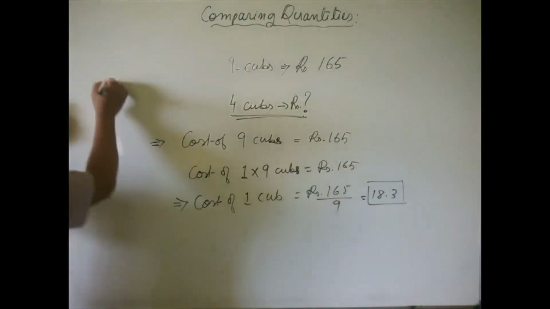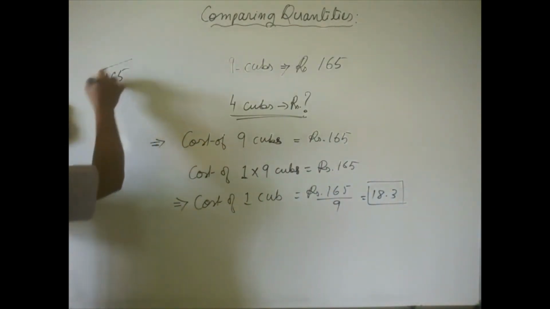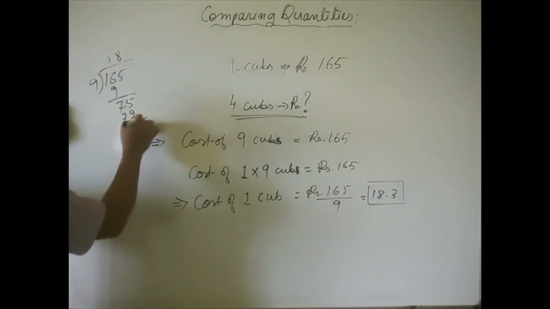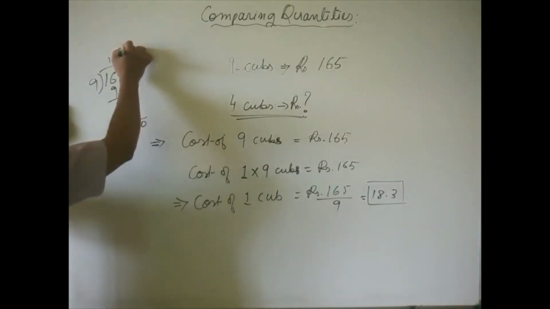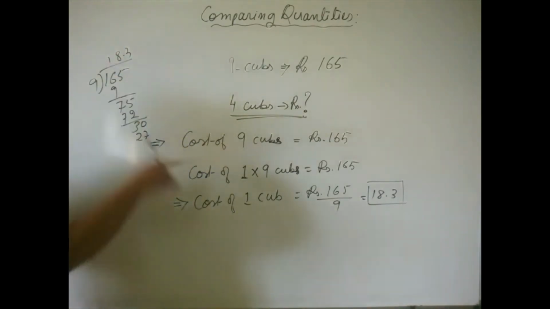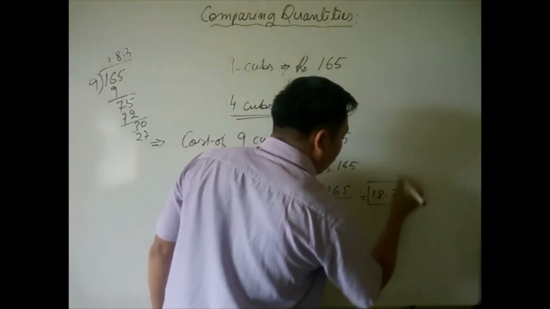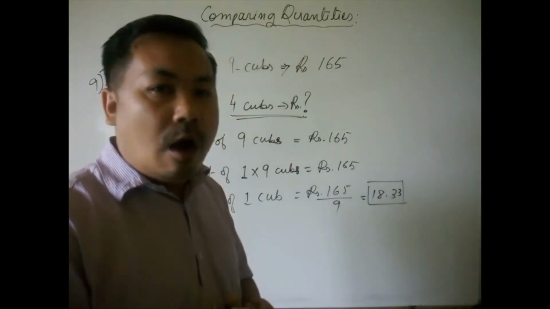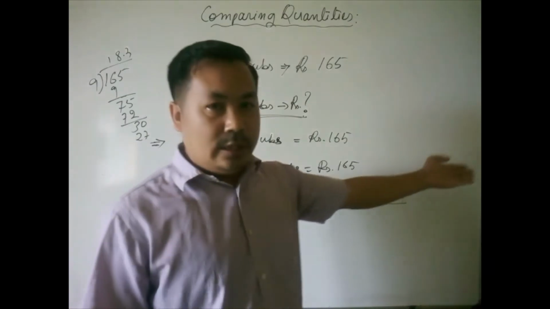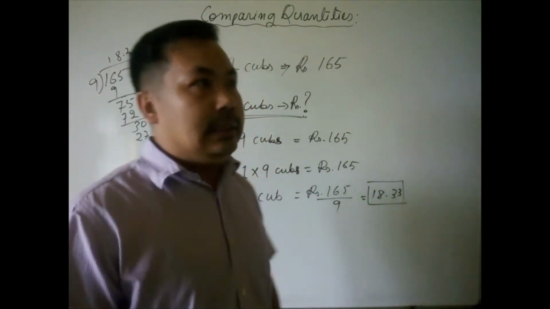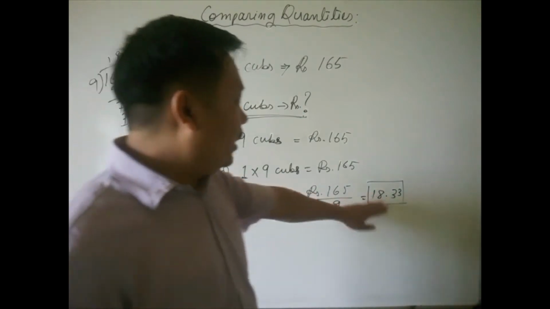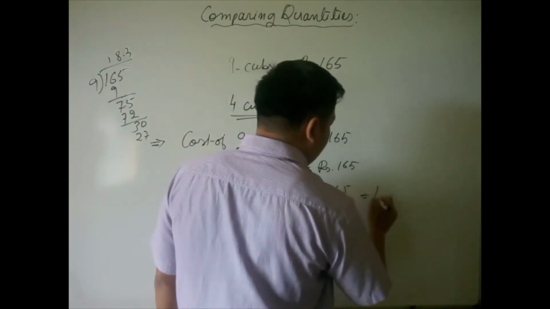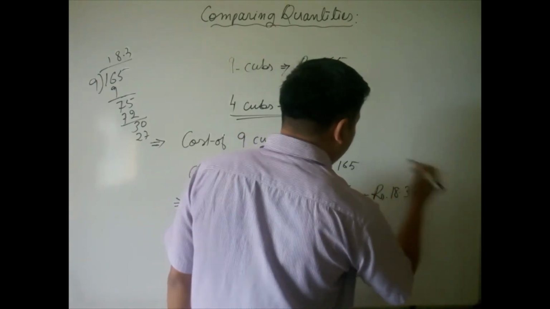For example, you divide 165 by 9. 9 1 is 9, then 75, 9 8 is 72, then 3, and 3 is 27, so 3 will go. So you take at least one more 3. 3 will continue. This is called a non-terminating operation where you continue 0.3333. So you take up to 2 digits of the decimals and keep there. So you are getting here 18.33. So rupees 18.33 is the price of 1 cup.